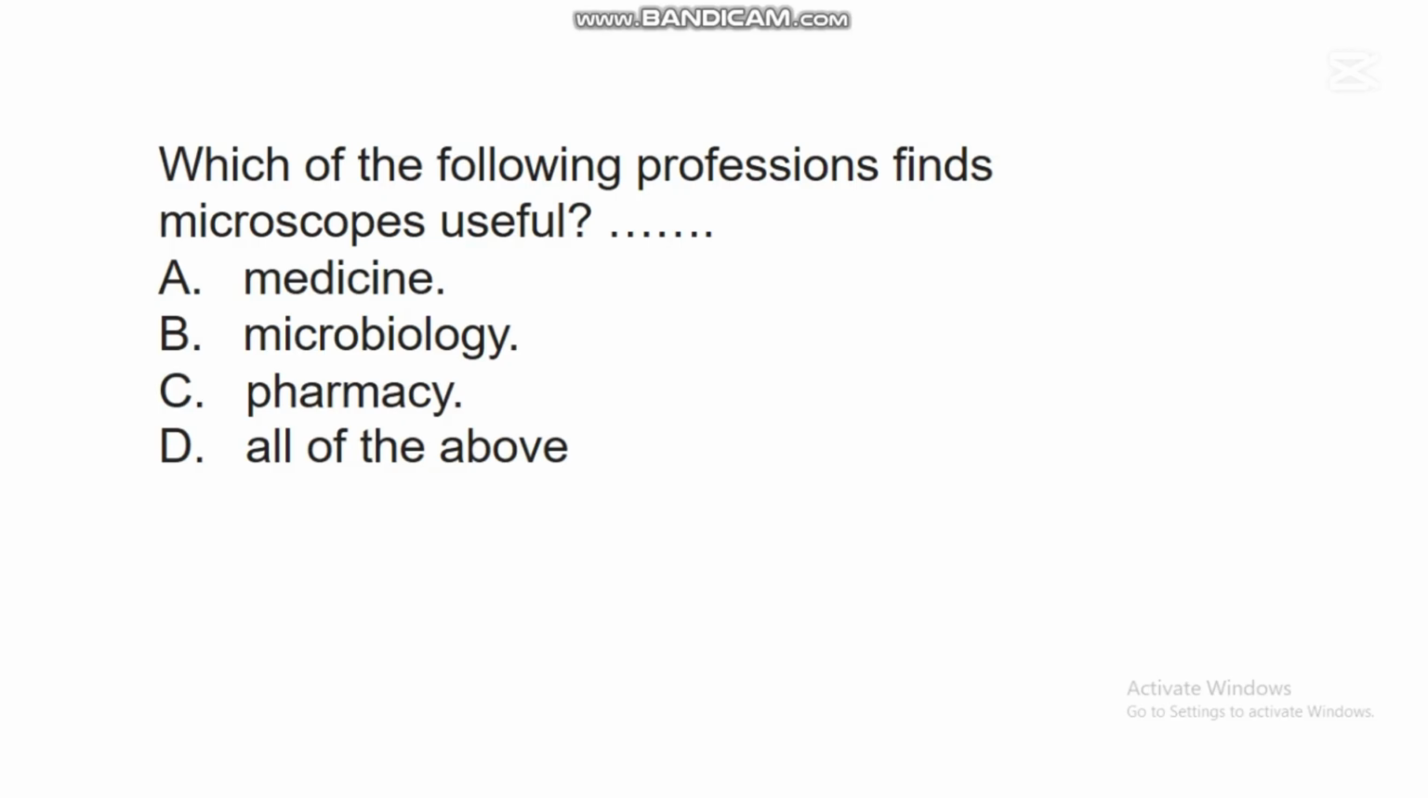The next question says, which of the following professions finds microscopes useful? A. Medicine. B. Microbiology. C. Pharmacy. D. All of the above. In this question, the correct answer is D. All of the above. These professions here find microscope useful. Microscopes are very useful in the field of medicine. They are very useful in microbiology. They are very useful in pharmacy and other professions.